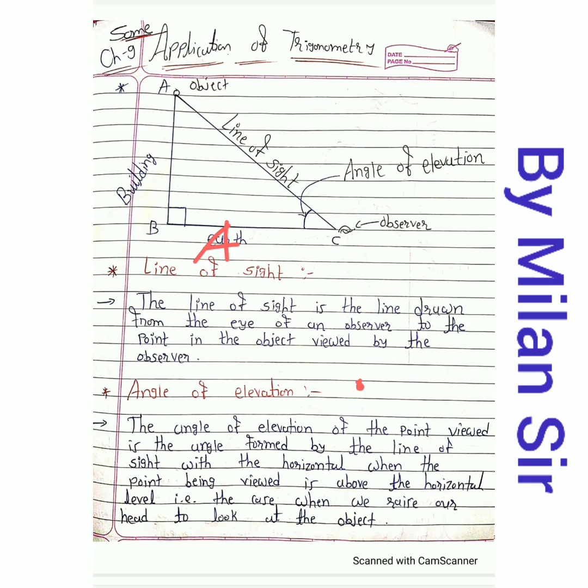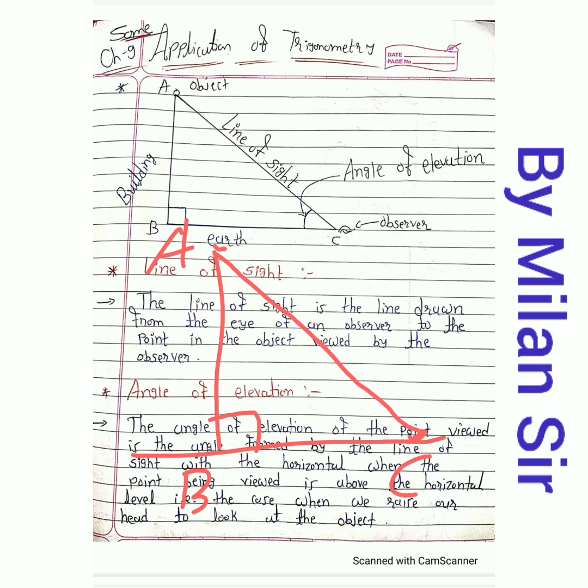Now let's take one example. AB is a building. It is perpendicular with the earth, right? Now at point C, one person is standing. This person at C observes the top of the building, that means this point A.